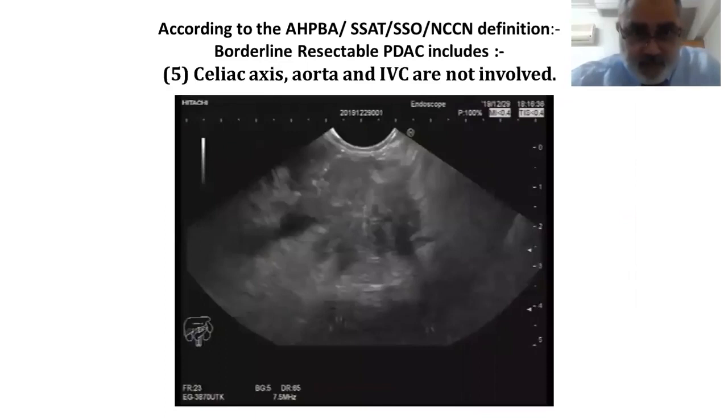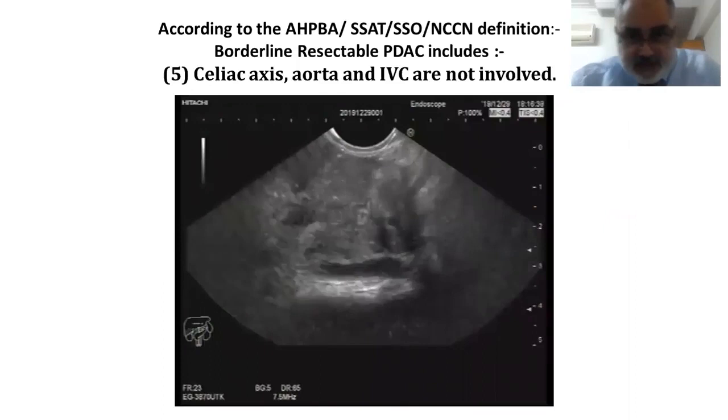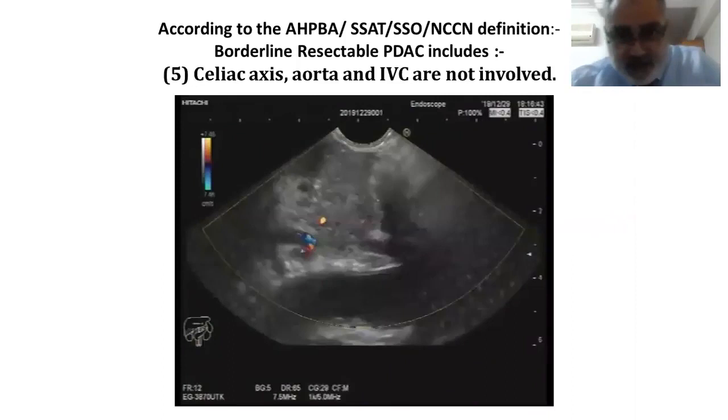Here, this is an example of involvement of the celiac axis. Involvement of the celiac axis by encasing or abutting renders the mass unresectable.